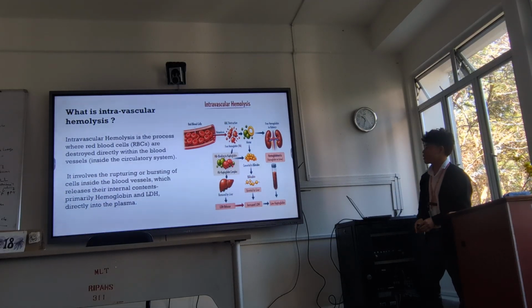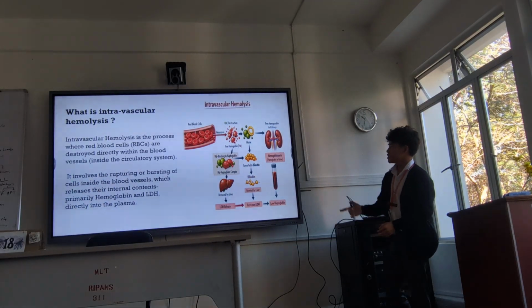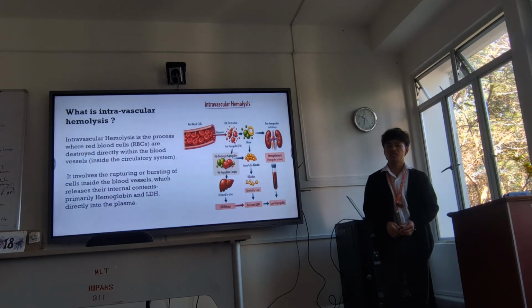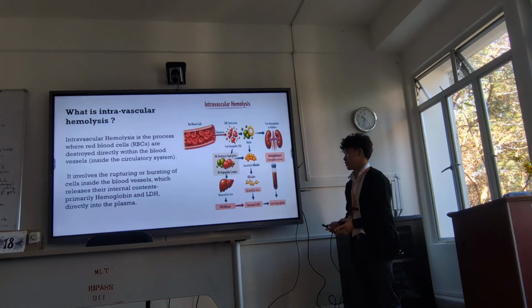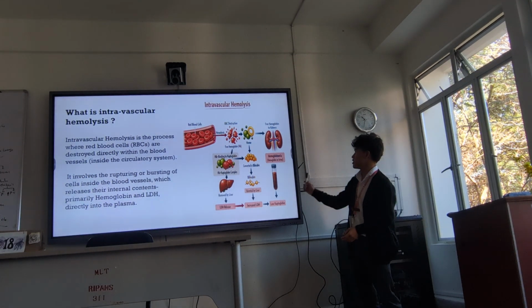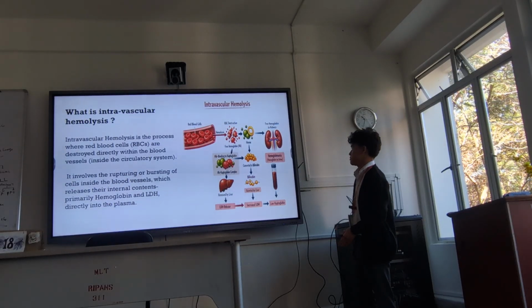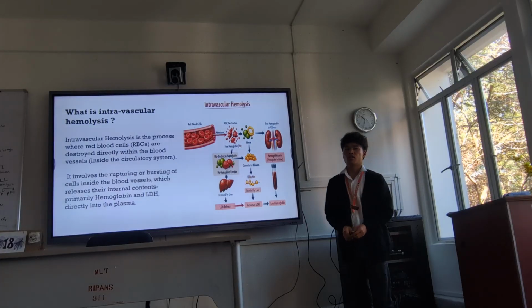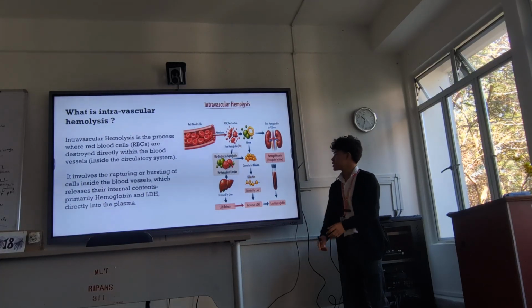First of all, intravascular hemolysis. Intravascular hemolysis is the process where red blood cells (RBCs) are destroyed inside the circulatory system, that is, the blood vessels. As you can see here in the picture, red blood cells are destroyed and free HB and bilirubin or heme are all directly released into the plasma.